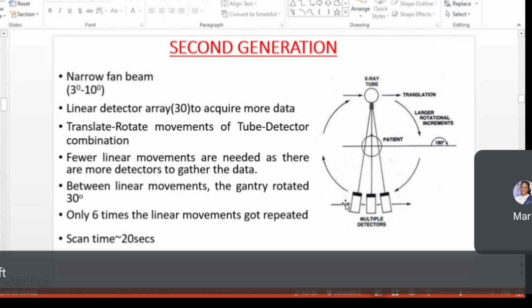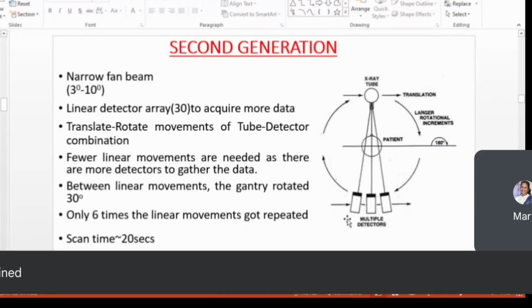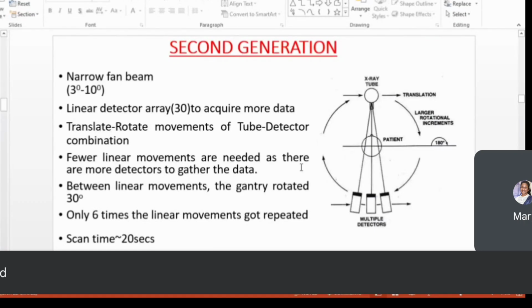So you can see here there are multiple detectors which are placed linearly, and translate-rotate movements of the tube-detector combination is here also, like what we have seen in the other generation, and fewer linear movements are needed as there are more detectors to gather data. And so the fan beam will cover more area across the patient, and more information will be collected by the multiple detectors placed. So the movements across the linear direction will be lesser in the second generation.